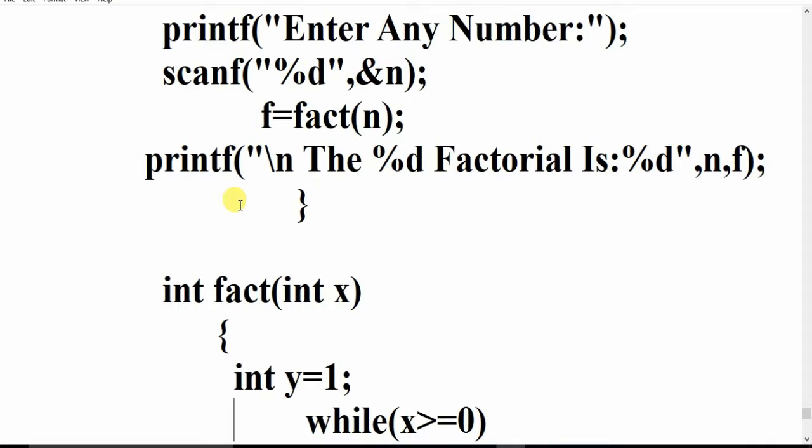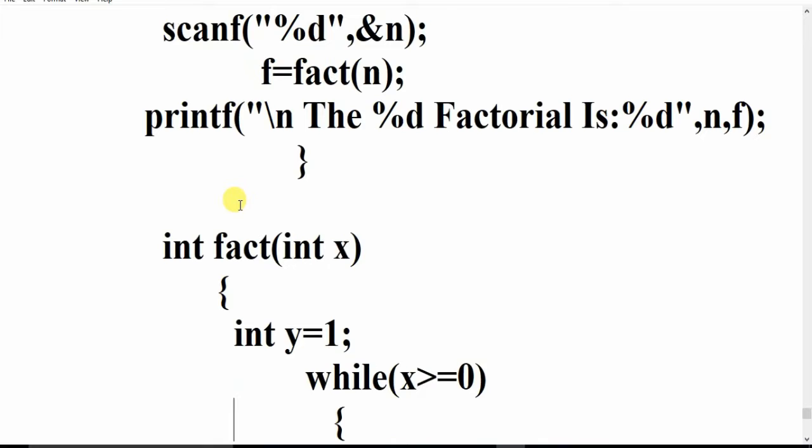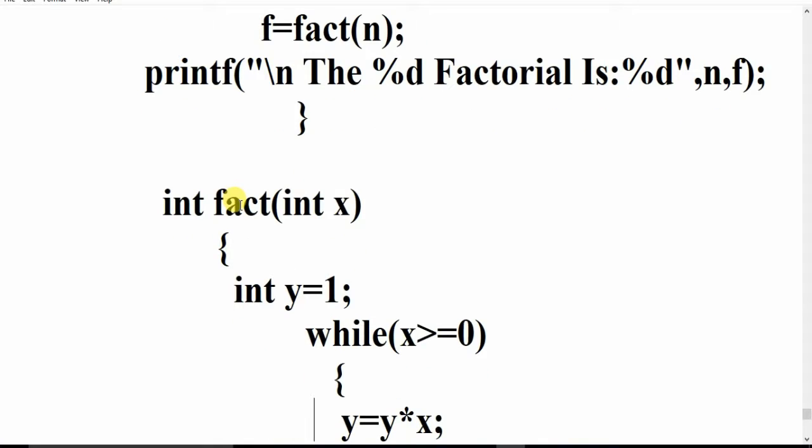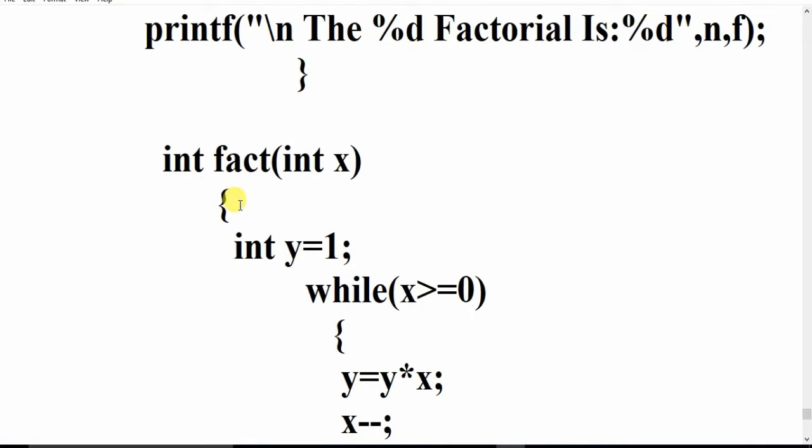So while x greater than 0: x is 5, 5 greater than 0, then y equals y multiplied by x. y is 1, 1 times 5 is 5, so y equals 5. Then x minus minus makes x 4. We already know that the multiplication of all the values from n to 1 is the factorial value of the number. Now x is 4, 4 greater than 0, y is already 5, 5 into 4 is 20. x minus minus gives 3.